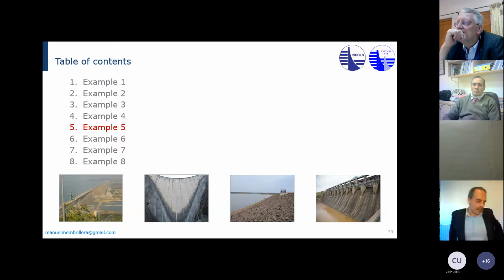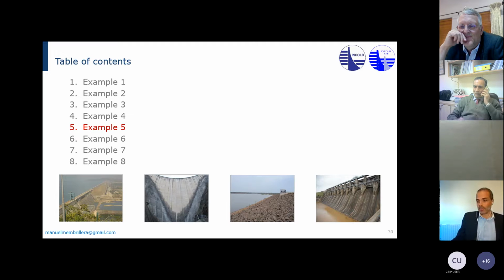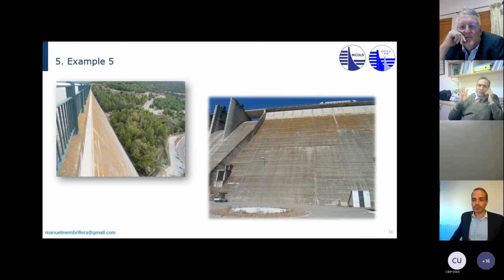Okay, so I'll go now for additional examples of arch gravity. Well, in this case, it's really gravity and arch gravity dams. So it's a good thing because it really complements the examples that Louis has shown you. And so this first one is really an RCC dam, rolled compacted concrete. It's a gravity dam.